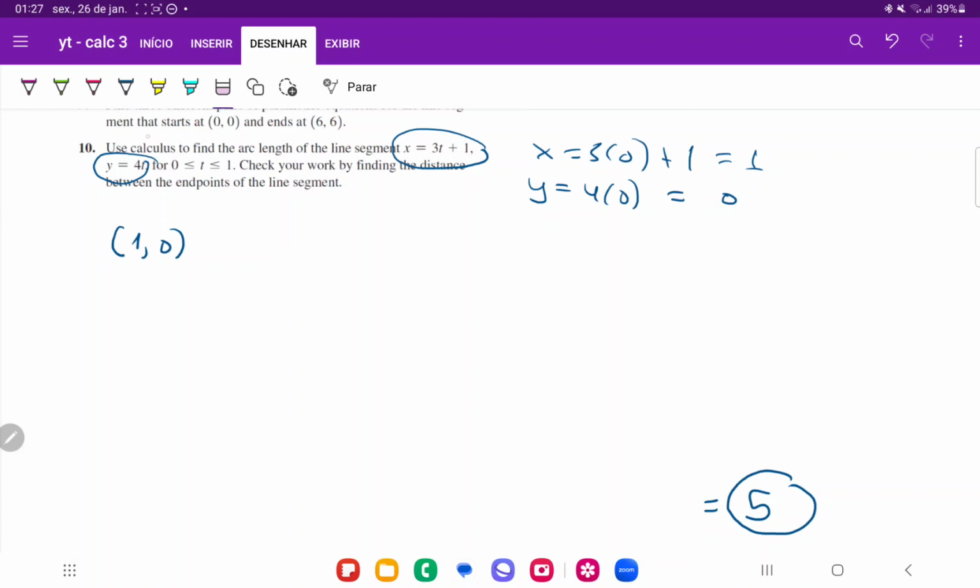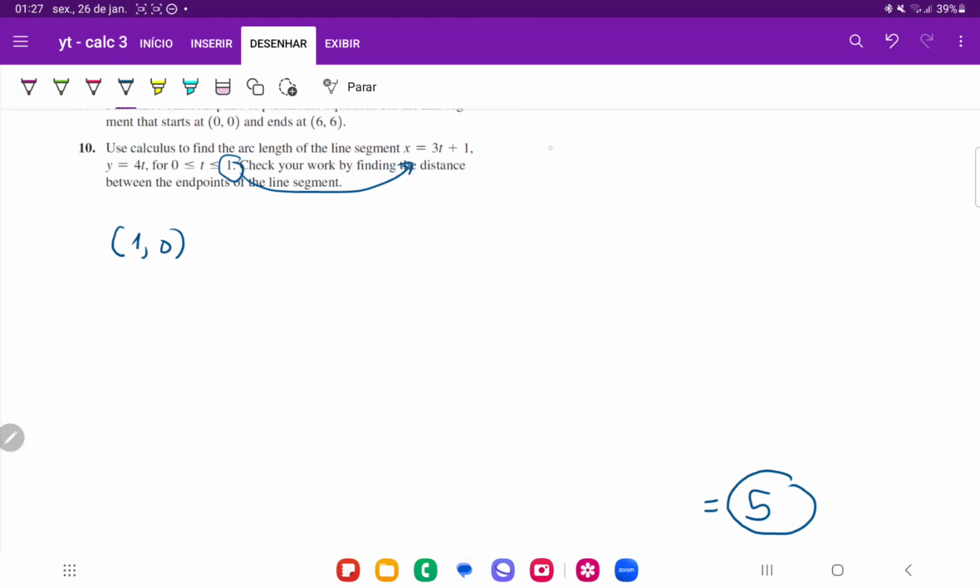And now let's plug the final value of t into these equations. If you plug in the final point for t, where t is equal to 1, x is equal to 3 times 1 plus 1, as we've done before, which is equal to 4. And y is going to be equal to 4 times t, and t is 1, right? So 4 times 1, which is equal to 4. So this is the starting point, and the end point is the point (4, 4).